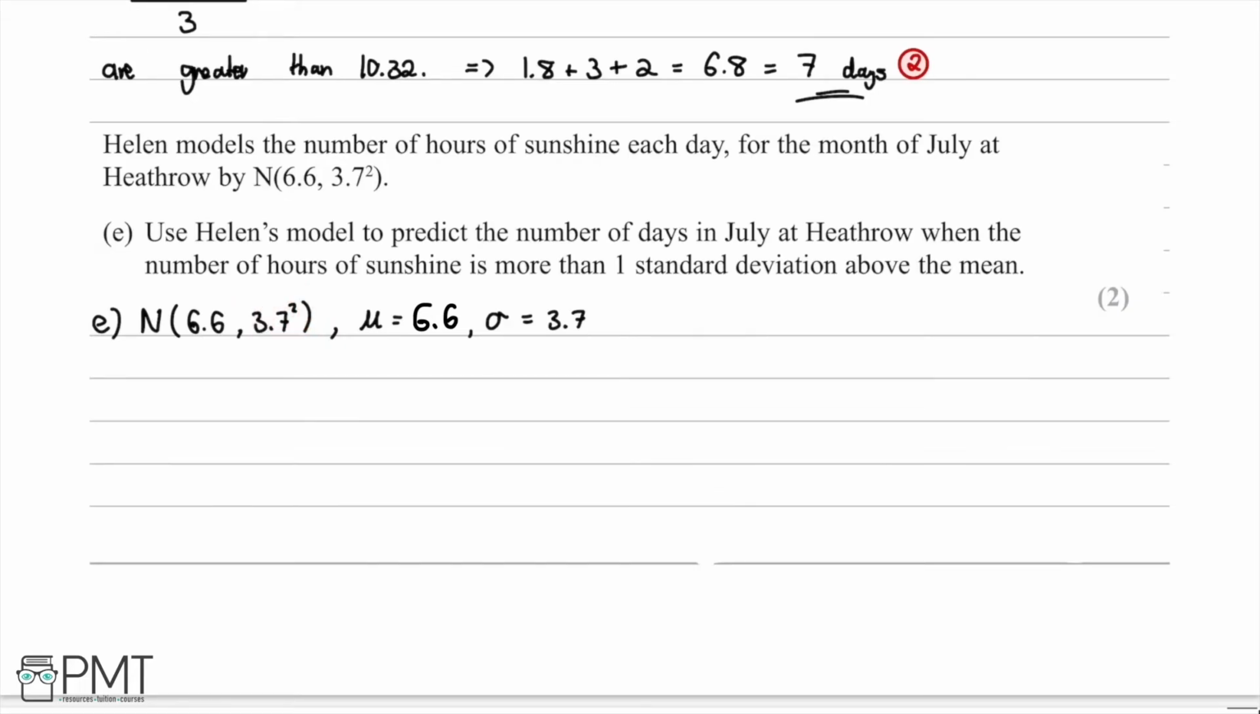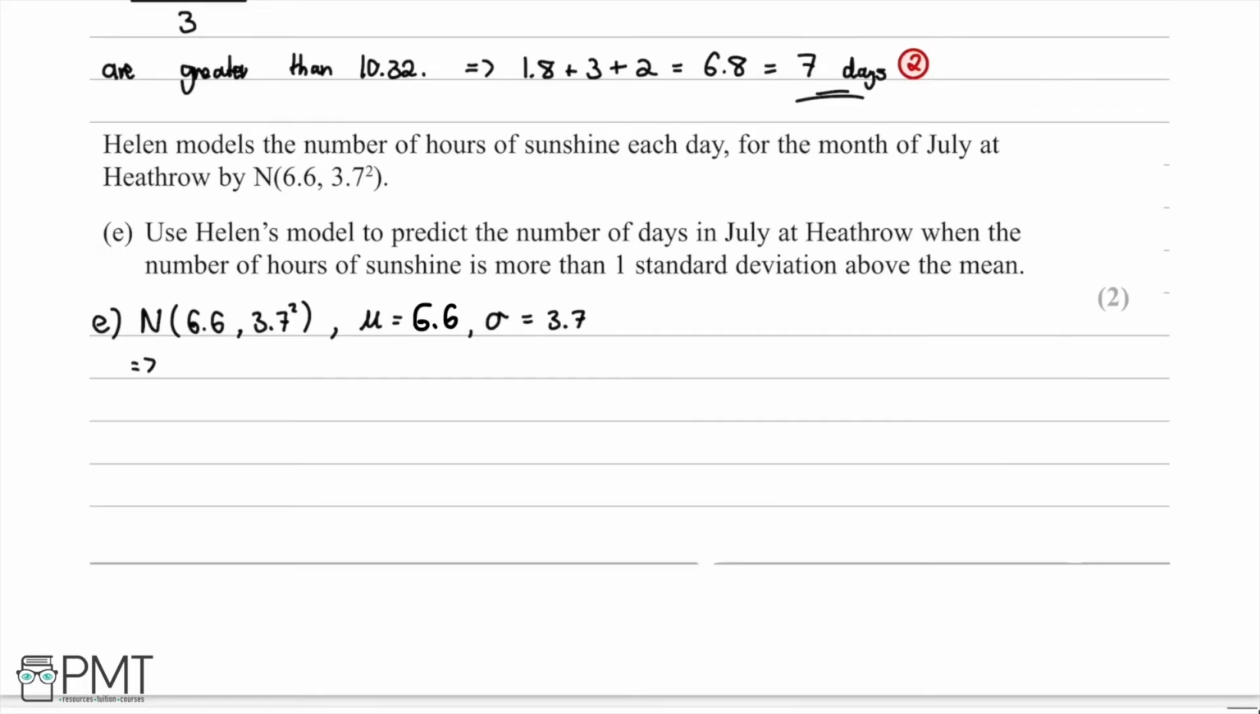And what we're asked to do is use Helen's model to predict the number of days in July at Heathrow when the number of hours of sunshine is more than 1 standard deviation above the mean. So how do we do this? We must find our critical value for a normal distribution. We can do this by using the following formula.